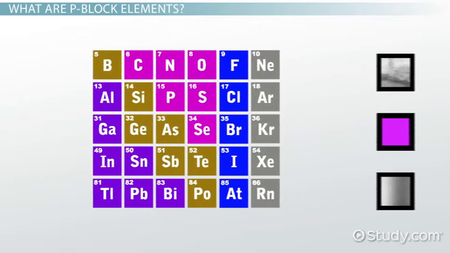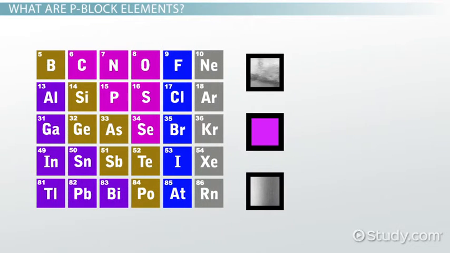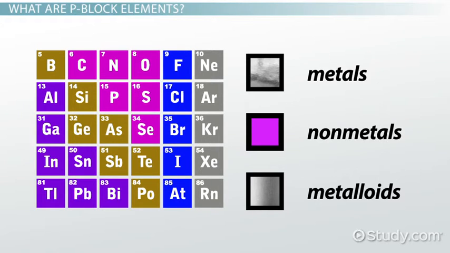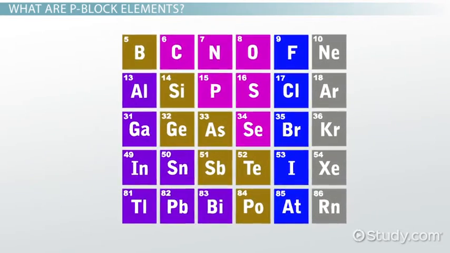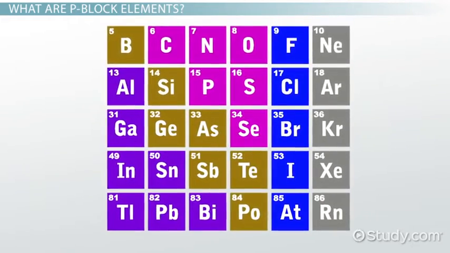The p block is home to the biggest variety of elements and is the only block that contains all 3 types of elements: metals, nonmetals, and metalloids. Generally, the p block elements are best described in terms of element type or column number.